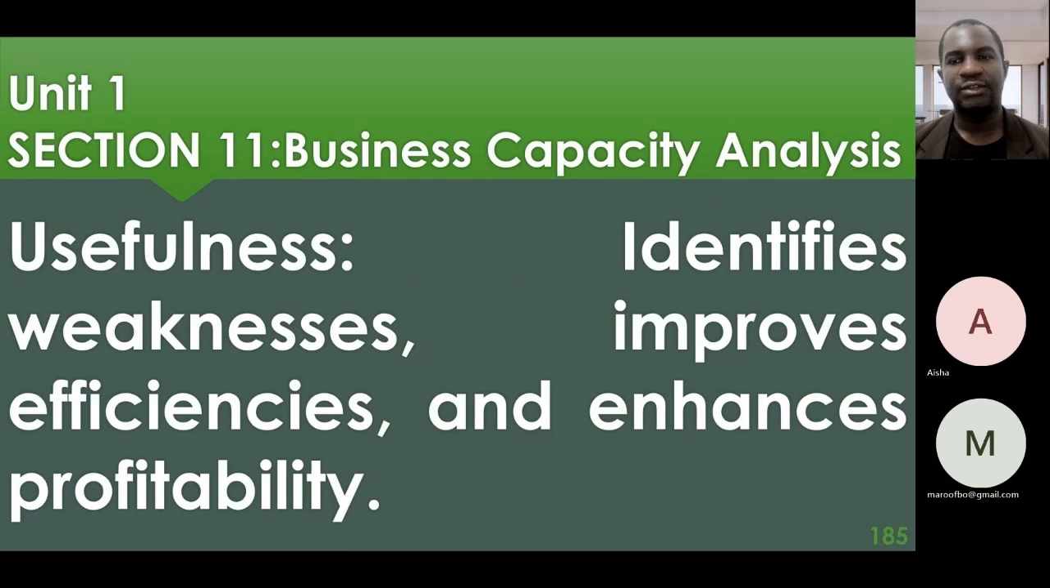Very important. So the usefulness of business capacity analysis is that you identify weaknesses, it helps you improve efficiency and enhance profitability. That's the usefulness of business capacity analysis. And it is meant to be an ongoing thing. It's not a one-off analysis. It's an ongoing analysis to help you stay in the market. And this is very important.